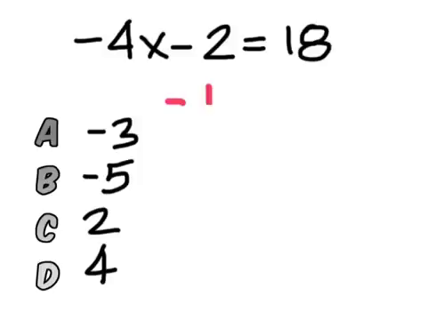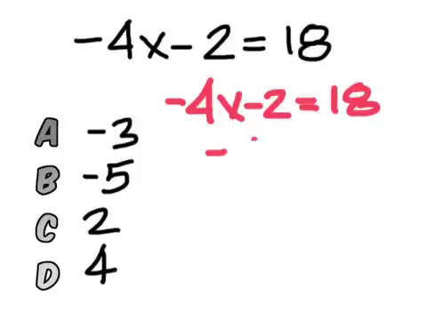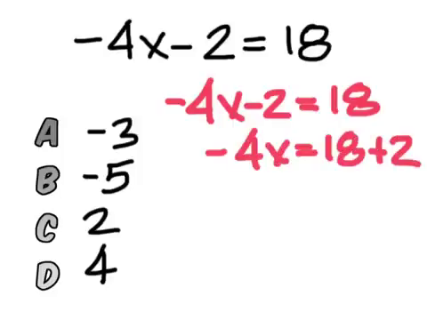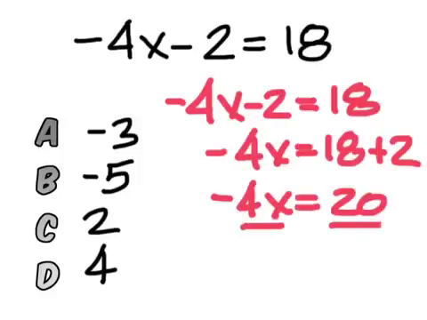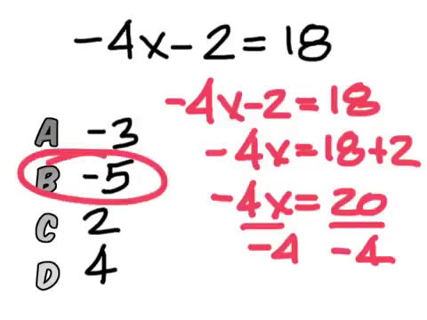For this one, it should be negative 4x minus 2 equals 18. And if you move the minus 2 to the right side, then you come up with 20. And divide both sides by negative 4, you'll get the answer of negative 5.